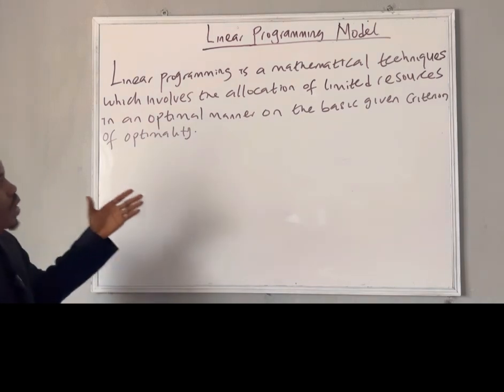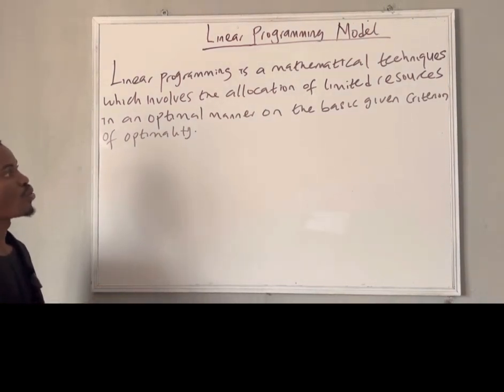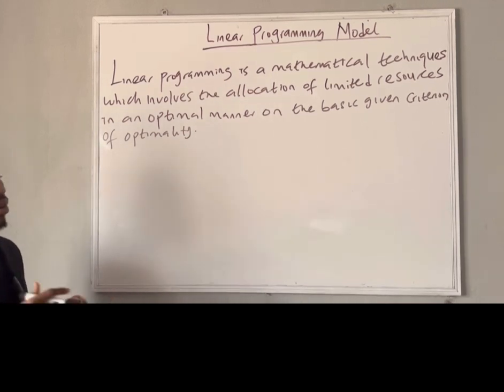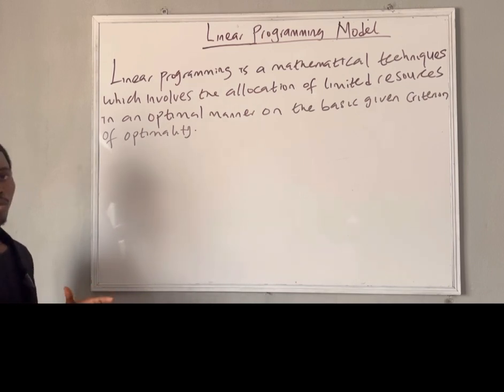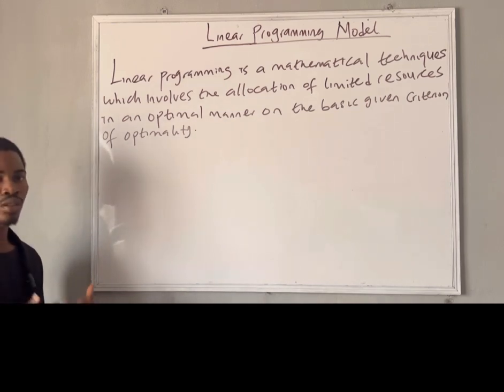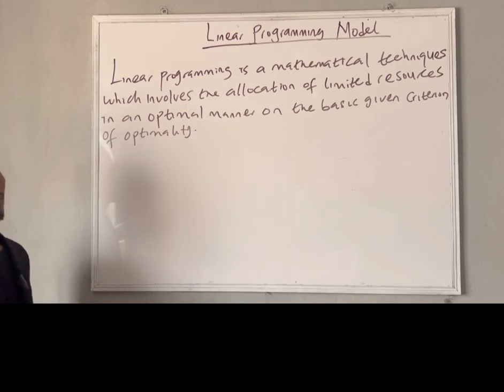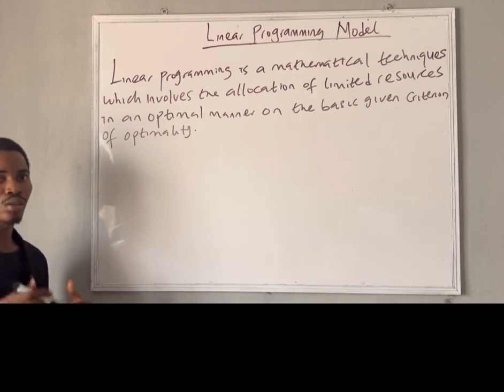So, linear programming is a mathematical technique which involves the allocation of limited resources in an optimal manner on the basic given criterion of optimality. In a linear programming problem, we have some terms that we have to know before we can solve any question on it. We have a constraint, we have an objective function, and we have a decision variable. The decision variable represents our number of units in a variable. It can be x, it can be y, it can be x1, it can be x2.